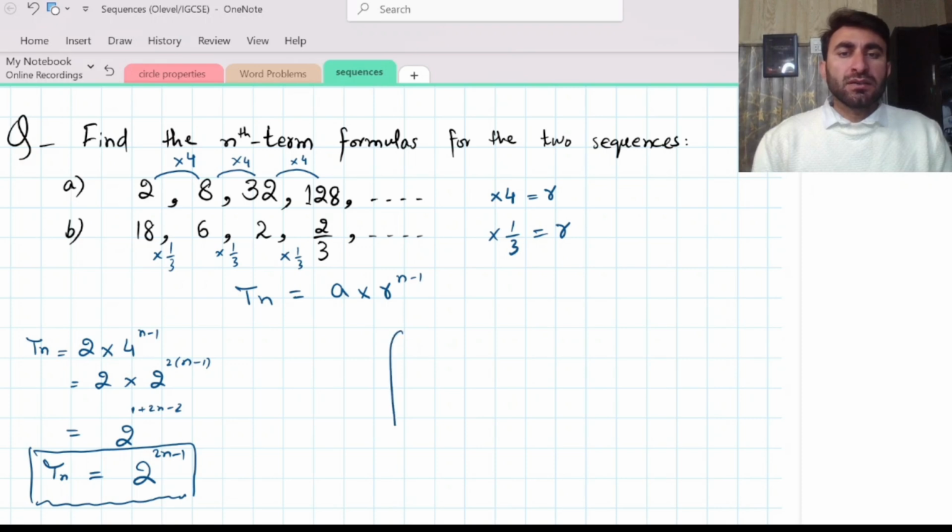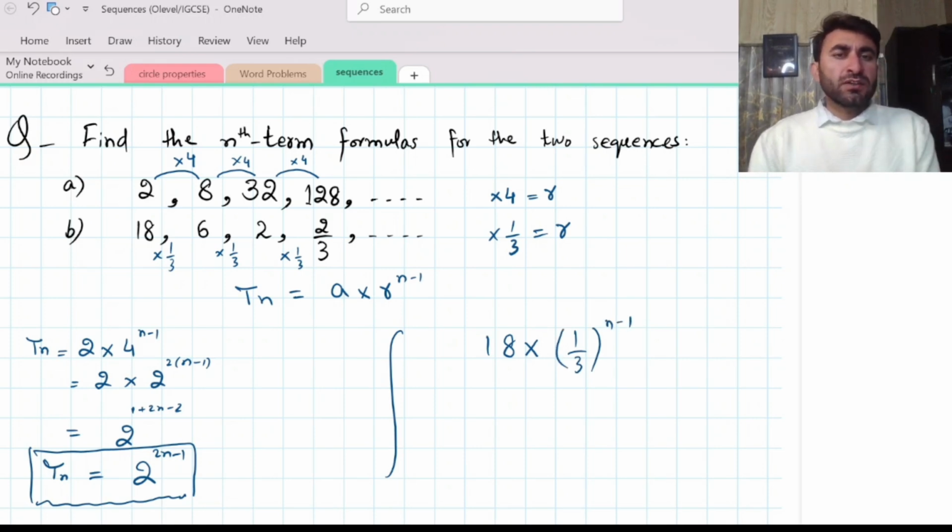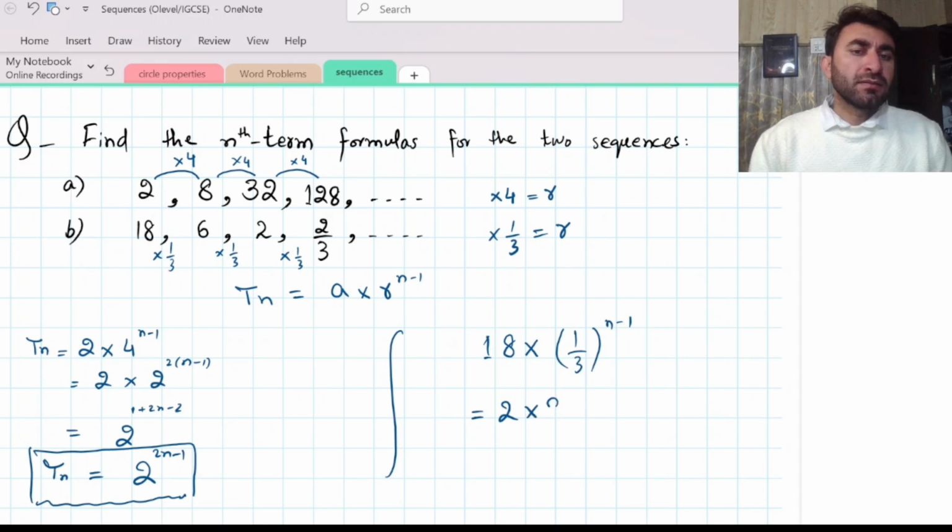So the nth term formula for this sequence shall become: the first term here is 18, so 18 multiplied by 1 upon 3 to the power n minus 1. Now this can also be simplified to a little extent. Because 18 can be written as 2 multiplied by 9, and because it is 1 upon 3 to the power n minus 1, when we take the reciprocal of the base, it becomes 3, but the sign of the power shall change, and that becomes 3 to the power 1 minus n.